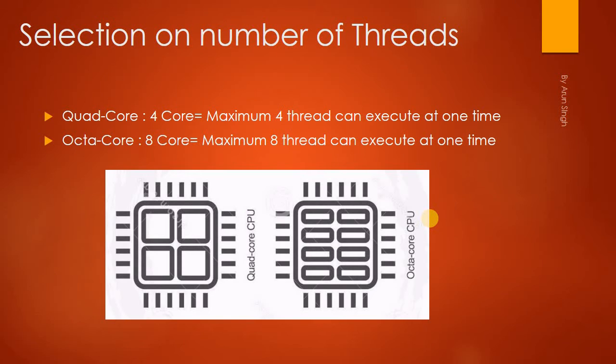Selection of number of threads. Why am I putting this question? Let's say I have one Java program. The question will come, how many threads should I open? The answer is, how many cores your CPU has. If I have a quad core, 4 cores, then a maximum of 4 threads can execute at one time. So I need to create only 4 threads for my application. You can have 16 threads, you can have 32 threads, but at a single instance only 4 threads can run.